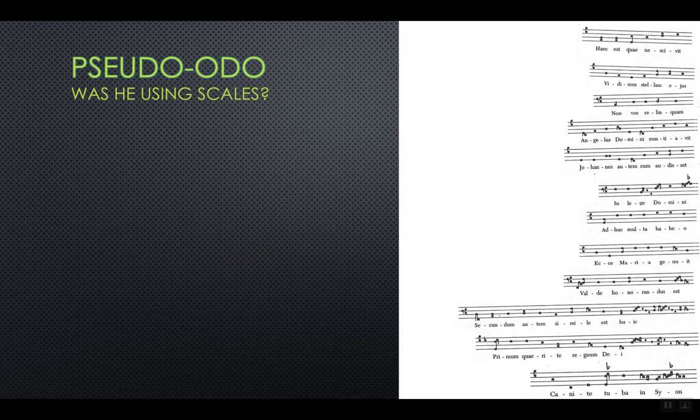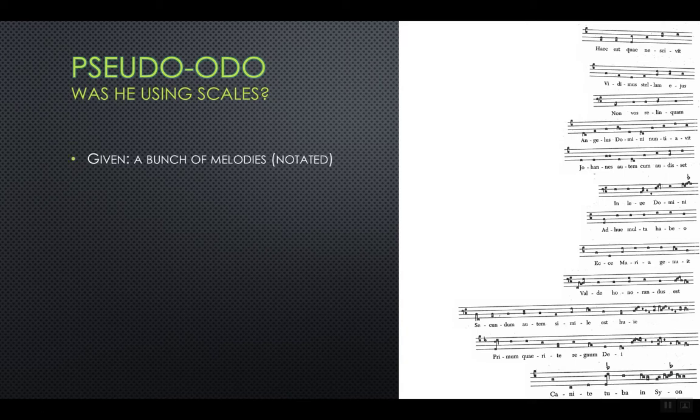And he was using all these melodies that people already knew. We obviously don't have these remembered. But in the same way that we use Here Comes the Bride for memorizing perfect fourths, he's giving you that idea with these melodies. But a question to ask is, he's thinking in intervals, but whoever wrote these melodies, were they thinking in scales?